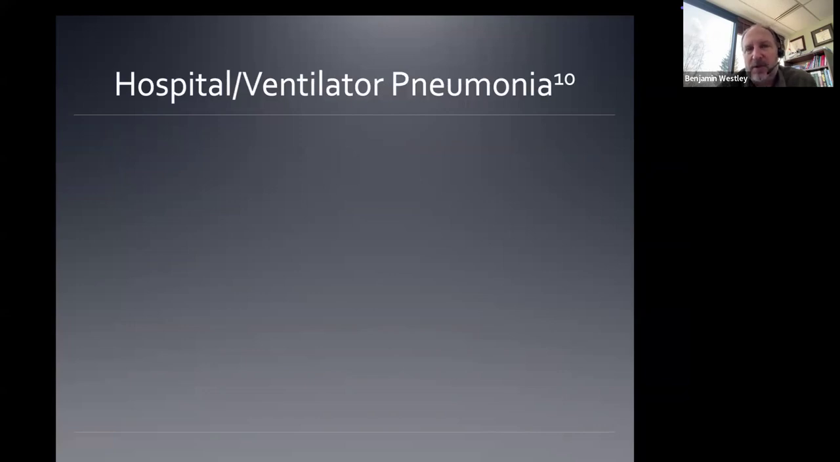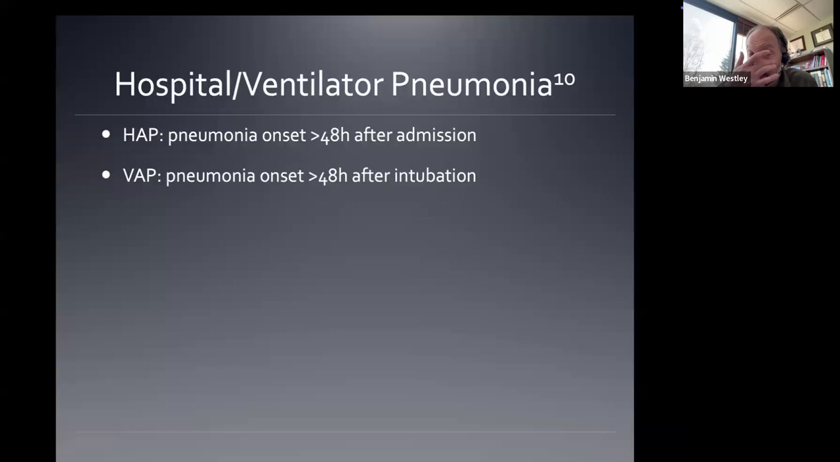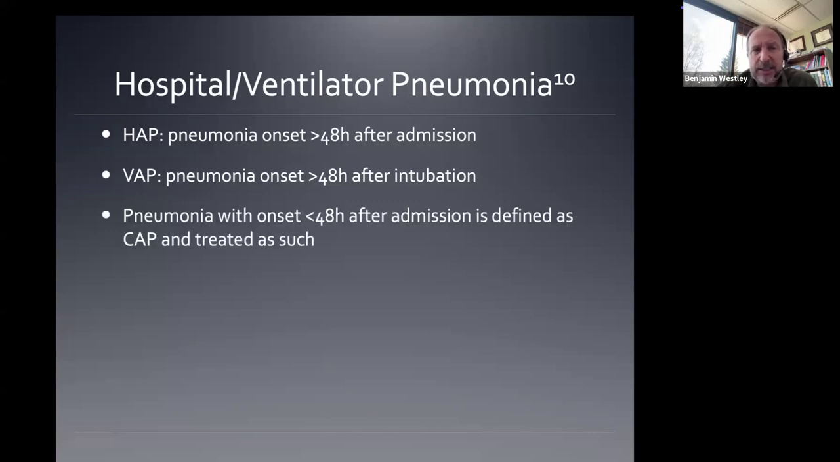Okay, so we'll talk about hospital and ventilator pneumonia now. Specifically, let's go over the definition. So hospital pneumonia is pneumonia that onsets more than 48 hours after admission. Ventilator pneumonia is pneumonia that starts after 48 hours of intubation and mechanical ventilation, so 48 hours after being put on the machine. Pneumonia that starts less than 48 hours after admission to the hospital is community-acquired pneumonia, so you can just treat it that way.